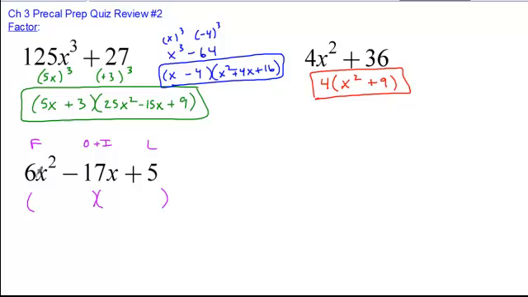So the first terms that yield 6x squared are 6x and x, or 3x and 2x. So really, we only have the two possible combinations here. Now, the product of the last terms is positive 5. Since the outer and inner sum is negative, we know that these signs have to be negative, so that helps us. That eliminates half of any possible combinations we need to test.